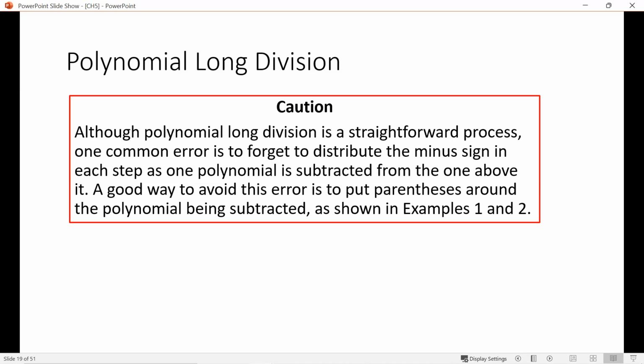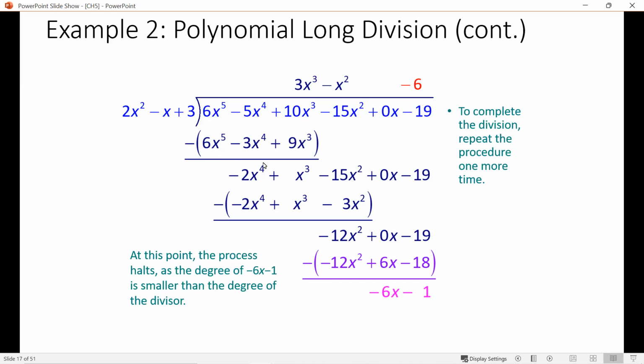Be very careful about that negative sign when we are subtracting, okay? A good way to not forget that negative sign and to distribute it is to put parentheses around the polynomial being subtracted. What I'm talking about is this right here. So we multiplied our 3x to the 3rd times our 2x squared minus x plus 3, and we got this 6x to the 5th term or polynomial. We subtract that whole thing.